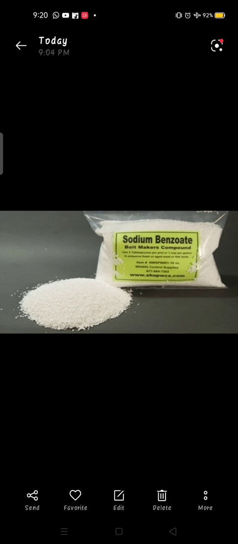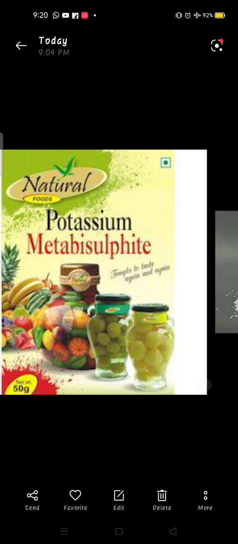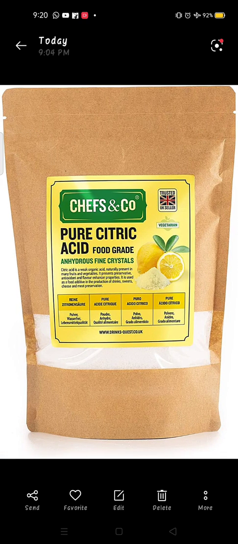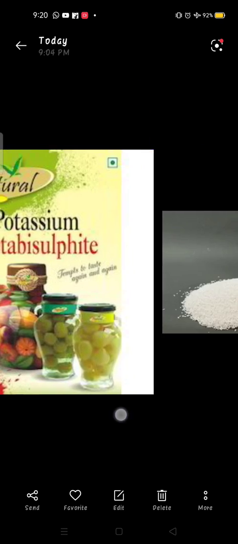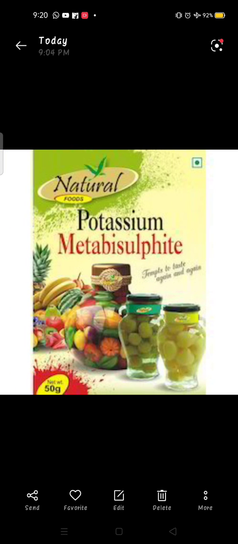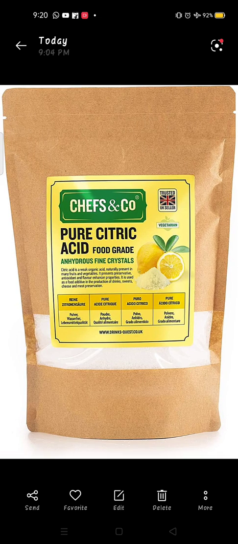Okay, like sodium benzoate, potassium metabisulfite, citric acid, they are the common food preservatives. Sodium benzoate is used for preserving fruit juices and squashes. Potassium metabisulfite is used for preserving cut fruits, jams, jellies, etc. Citric acid is used as a preservative in confectionaries. Okay? Now, what are the other methods?